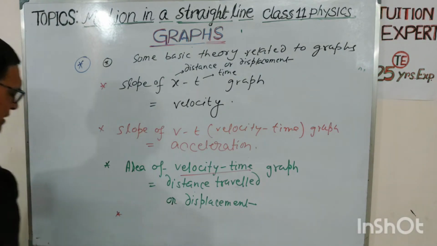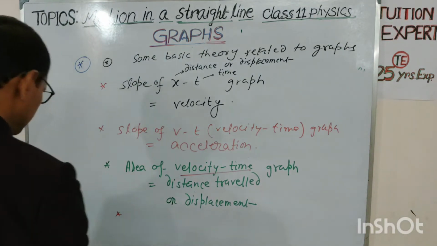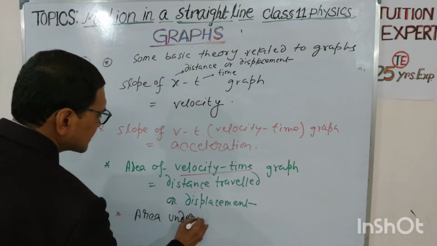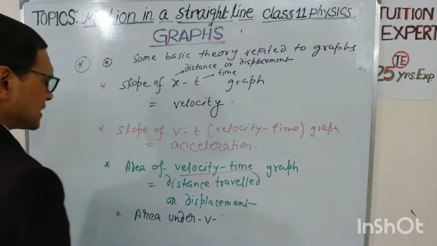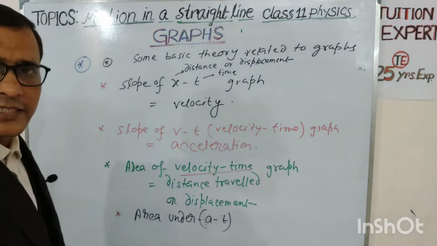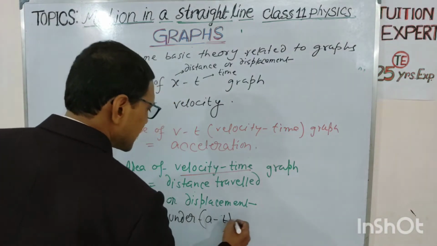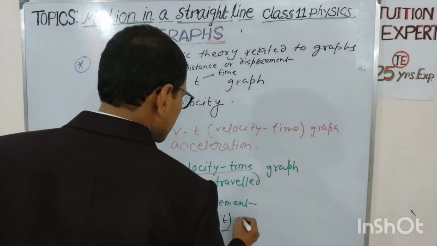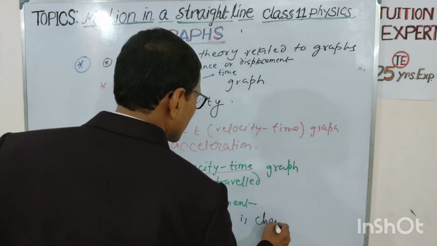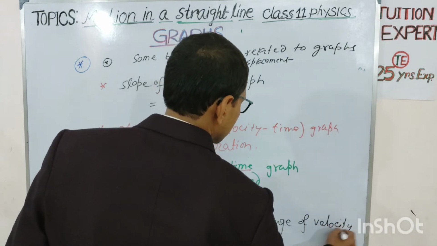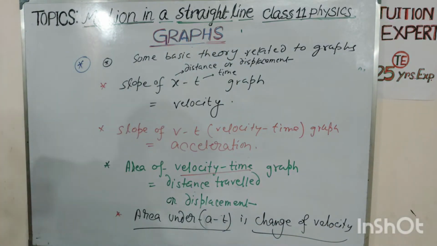And the next theory is the area under the AT graph, A versus T. The AT graph means acceleration time graph. What is the area under the AT graph? The area under the AT graph is the change of velocity. So this is the theory.